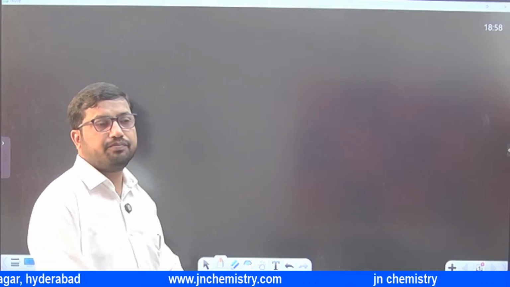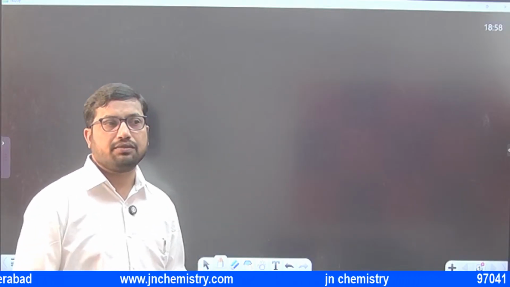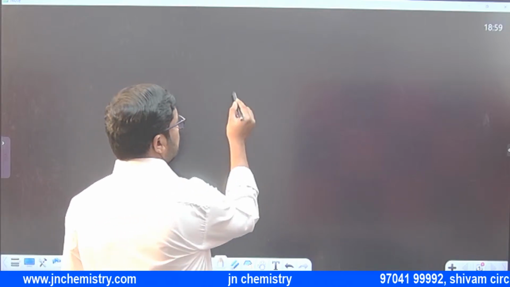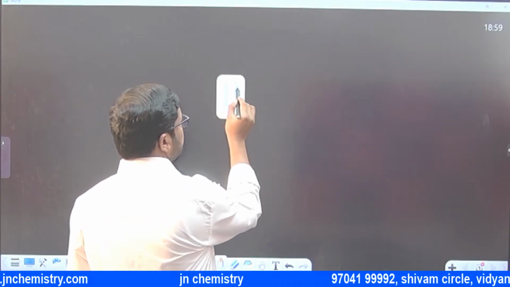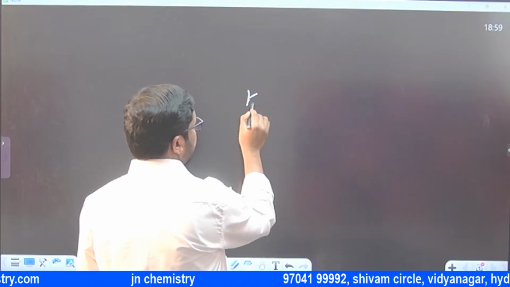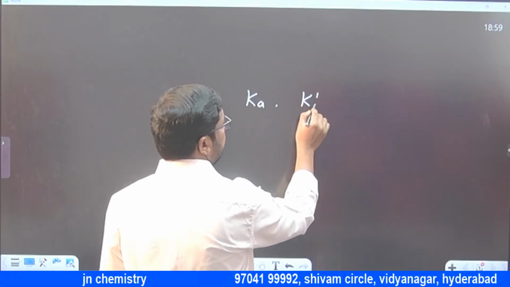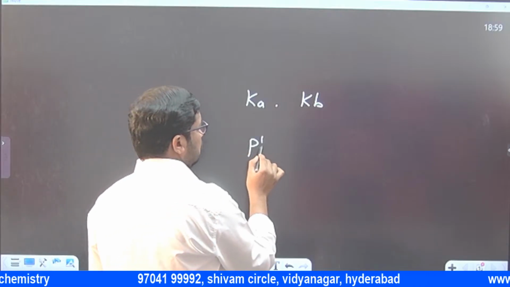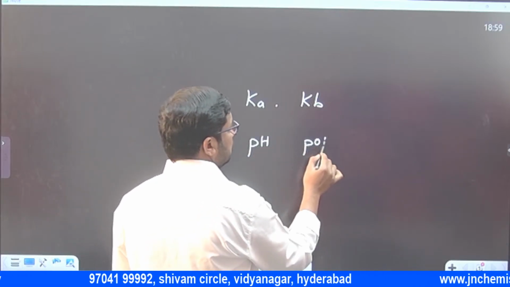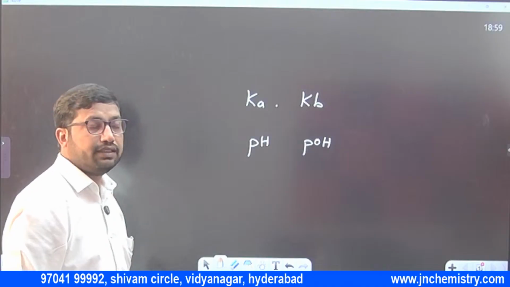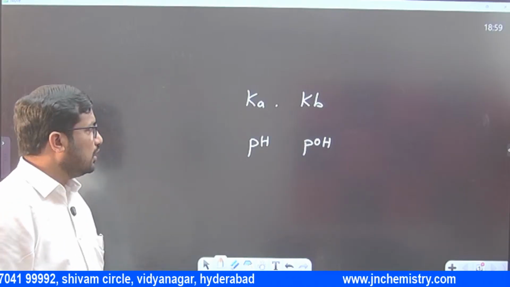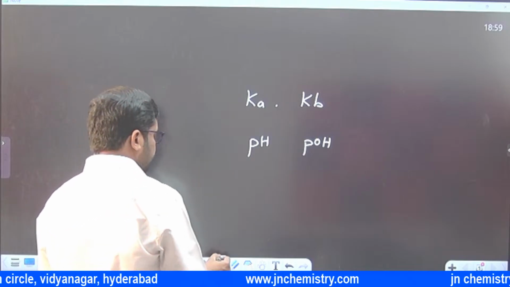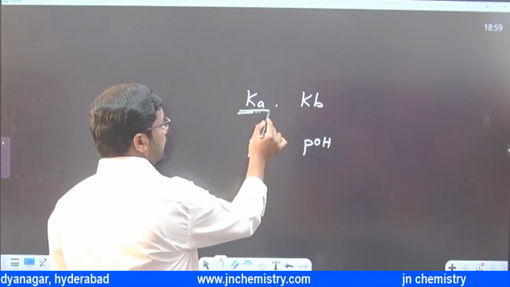So what is the concentration of pure water? Means molarity. So we discussed Ka, right? We discussed Kb. We discussed pH, pOH, and the relationship between Ka and Kb, and pH and pOH. Yes or no? For acid dissociation constant, Ka, right?